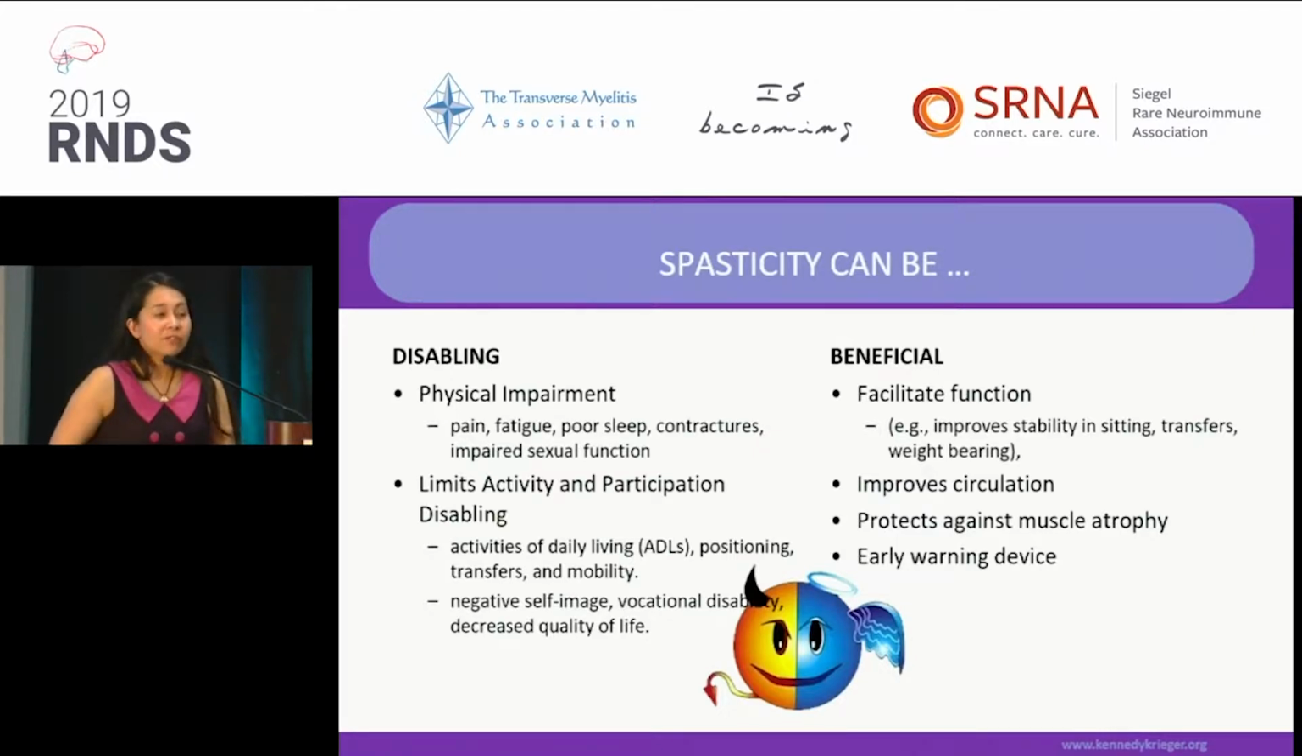And my favorite function of spasticity, it can serve as an early warning device. Okay, why early warning device? Sometimes when there is something wrong with the body, for example, when you have a urinary tract infection, or God forbid, you have a wound that you weren't aware of, or you got a fracture, your tone will act up. You will have an increase in tone.